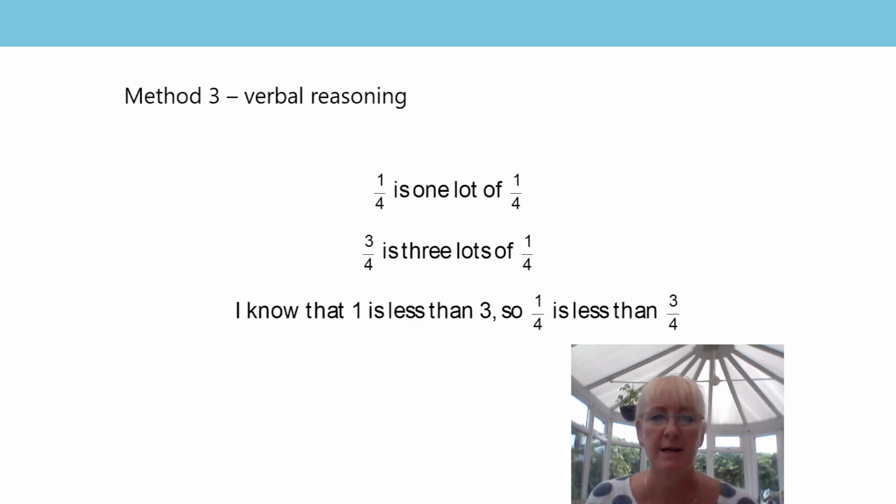Now, some of you might have used your verbal reasoning to help prove and convince me. So I'm going to use this stem sentence to help me. You might want to join in with me. So 1/4 is 1 lot of 1/4 and 3/4 is 3 lots of 1/4. Now I know that 1 is less than 3, so that 1/4 is less than 3/4. Well done.